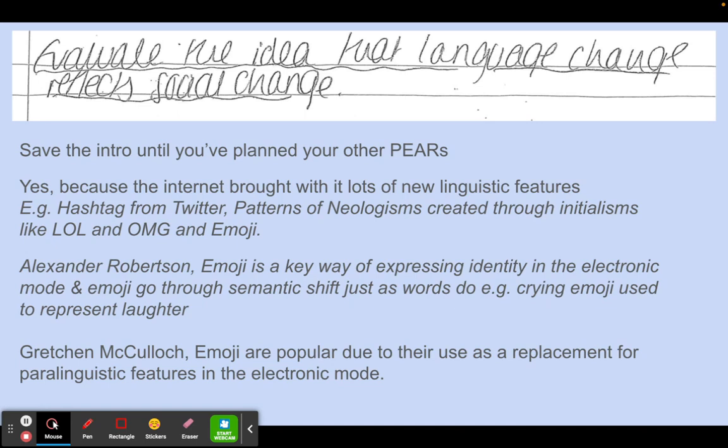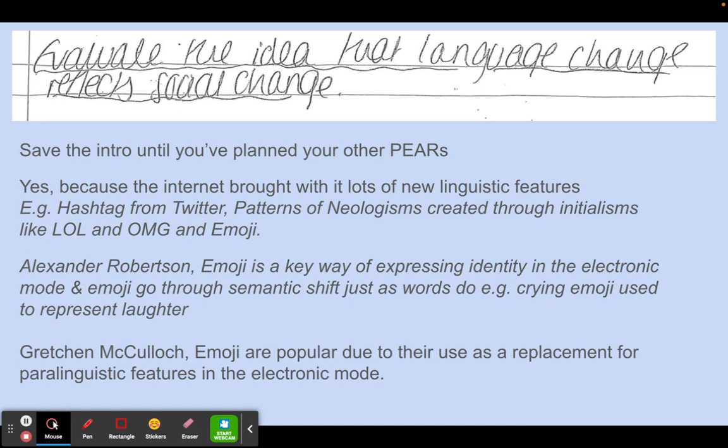So we spoke about this in class, like the crying emoji was obviously created to interpret someone as crying, but now it's used to represent laughter. In some cases, it showcases laughter more than the regular laughing emoji, crying with laughter emoji, whatever. Okay. And then I thought about how we could link that to Gretchen McCulloch, because McCulloch said that emoji are popular because they replace those hand gestures and things that we use in the spoken mode to convey meaning. They are used as a replacement for that in the electronic mode.